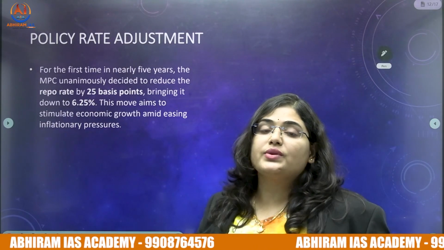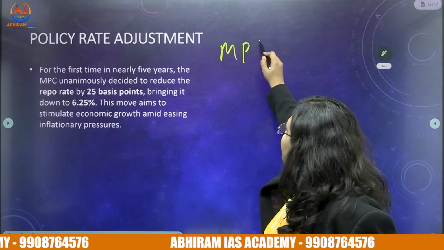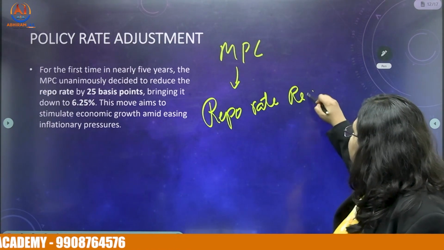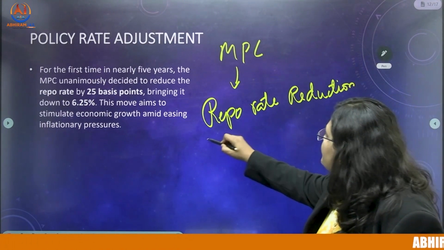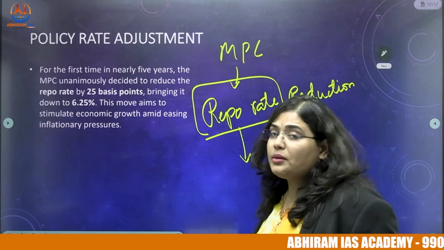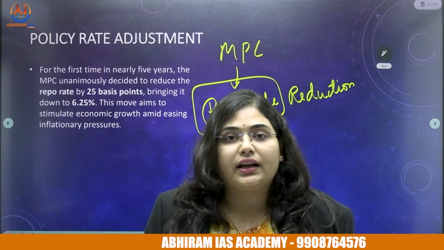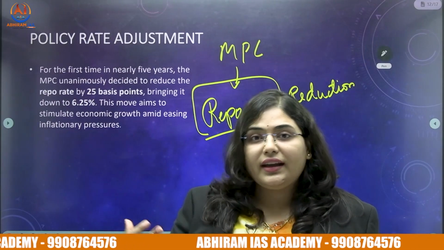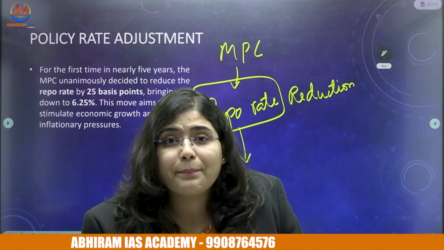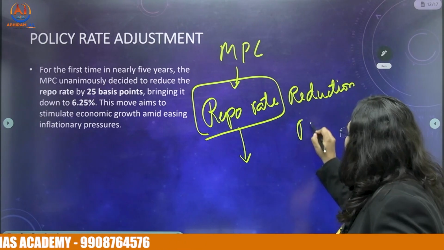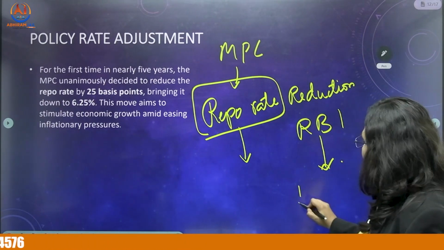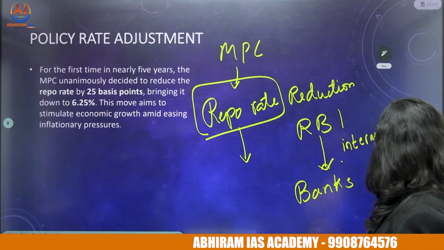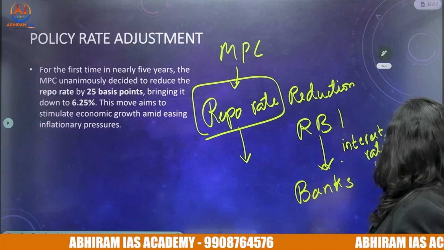One important decision taken by the Monetary Policy Committee is the repo rate reduction. First of all, what is repo rate? Repo rate is nothing but the interest rate through which the RBI is lending money to the banks. We all take money from the banks, but from where are banks getting money? RBI is giving it. So RBI gives money to the banks at a certain interest rate. That is called the repo rate.